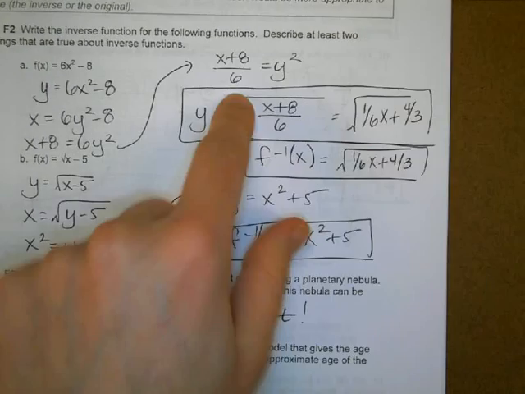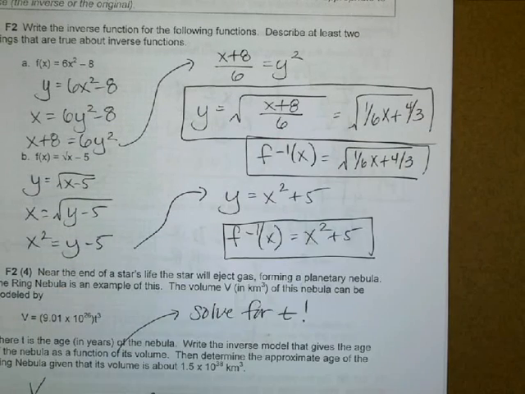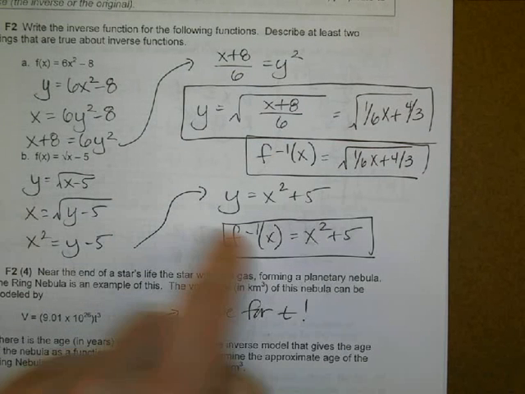Like 1 divided by 6 gives you 1/6. 8 divided by 6 gives you 4/3. You can write it either way. Just make sure that you write it with the inverse function notation. And then for this one, that's what you should have gotten for that.